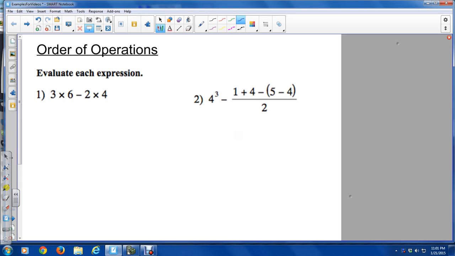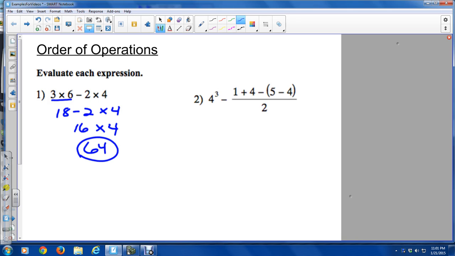So natural tendency would be to do the 3 times 6. I'm getting 18. Subtract 2 and multiply by 4. 18 minus 2 gives me 16 times 4. And Justin, you're going to tell me that is 64. Thanks so much. I knew that you would have that mental math down. So just keep that in mind for a second. 64.